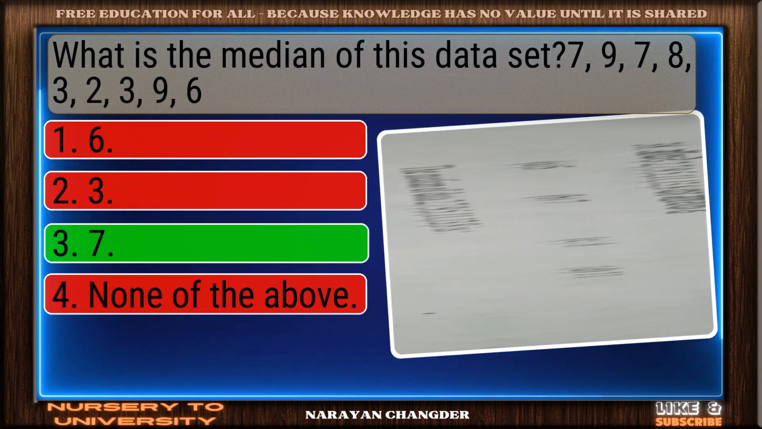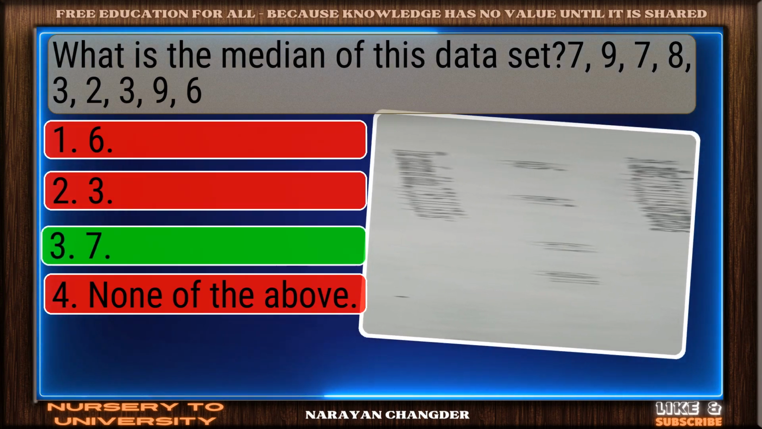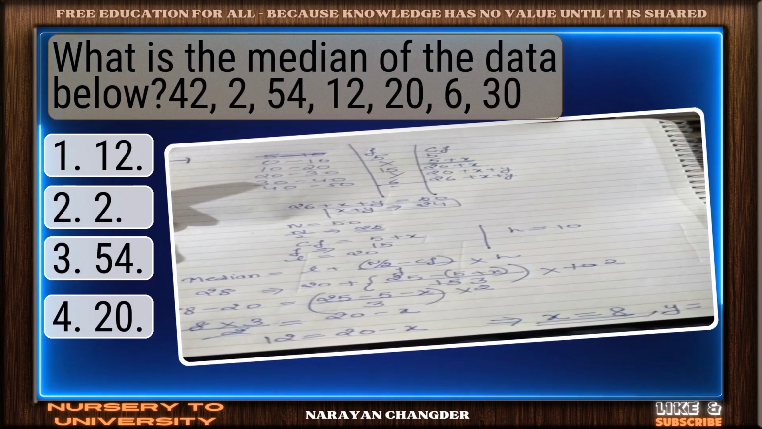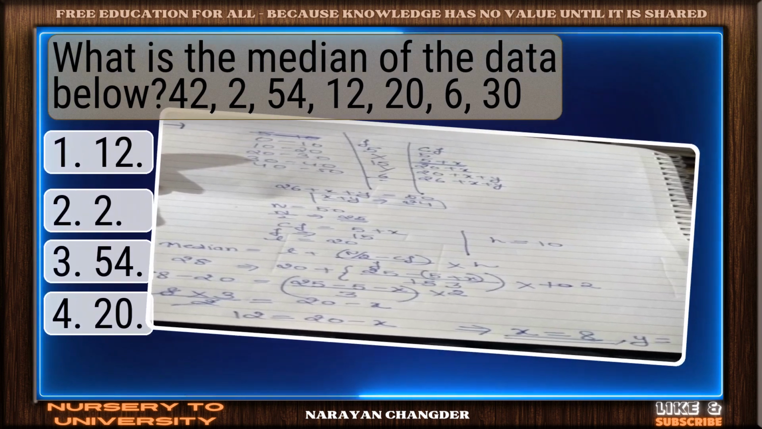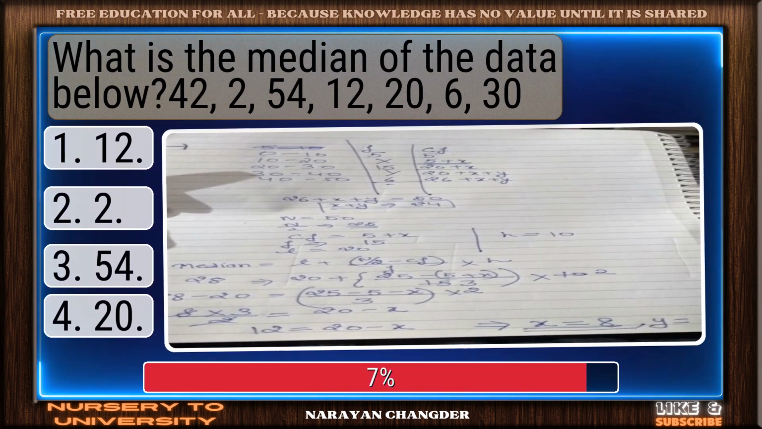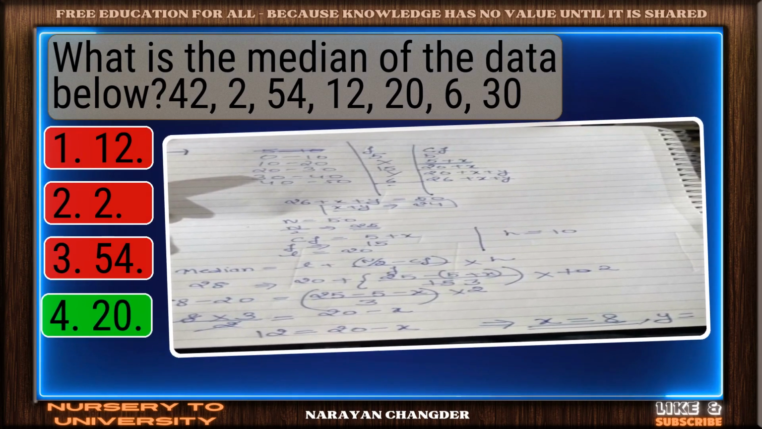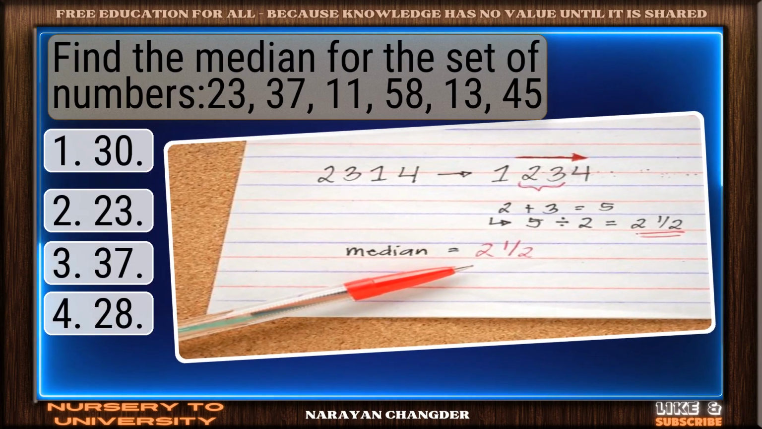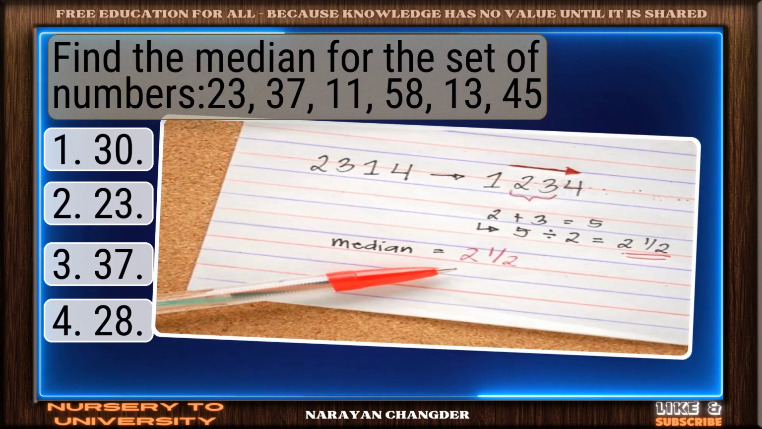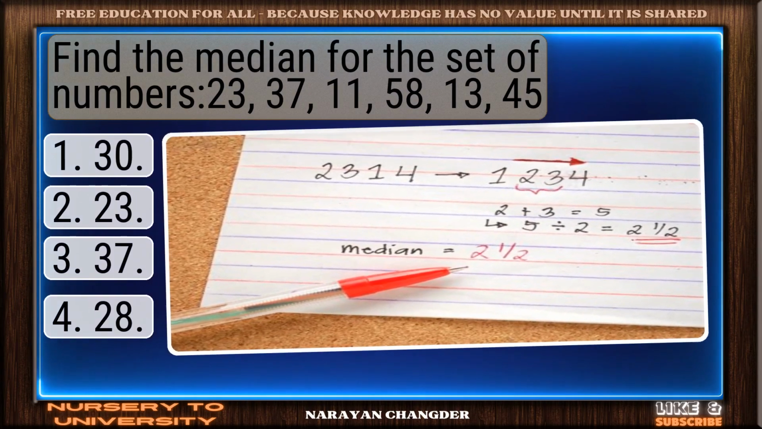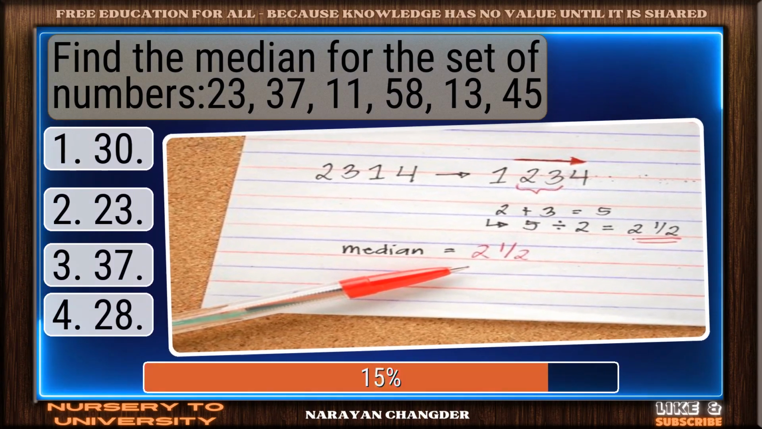Nice selection. That is the correct and valid answer. Question number 112. What is the median of the data below? 42, 254, 12, 20, 630. Right again. 20 is a valid answer. Question number 113. Find the median for the set of numbers 23, 37, 11, 58, 13, 45.